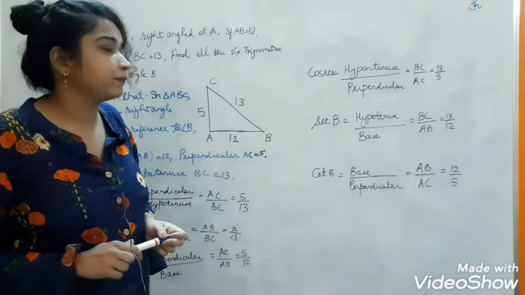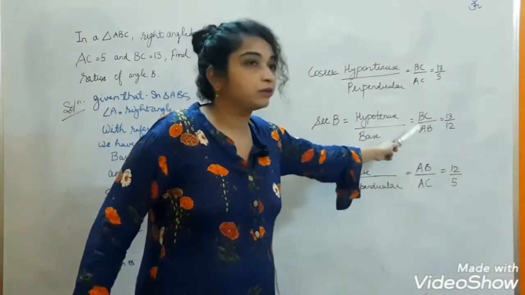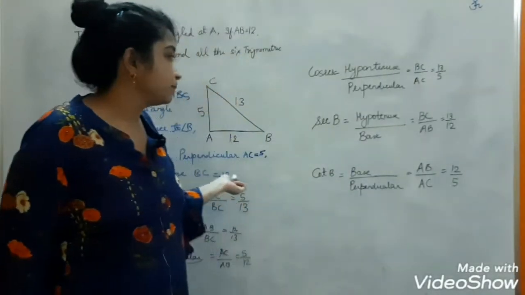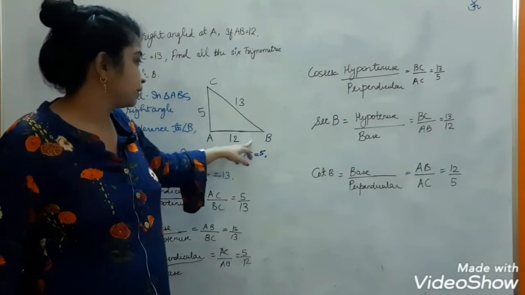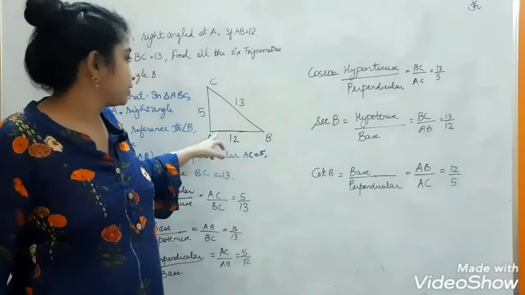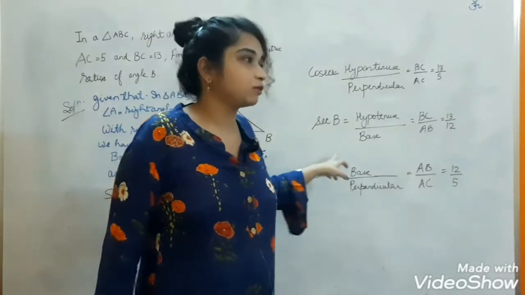Sec B is equal to hypotenuse upon base, which is equal to BC upon AB is equal to 13 upon 12. And cot B is equal to base upon perpendicular. What is the value of base? Base is equal to AB, which is equal to 12, and perpendicular is equal to AC, which is equal to 5. So from here cot B is equal to 12 upon 5.